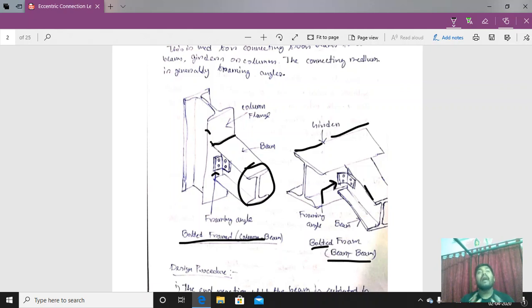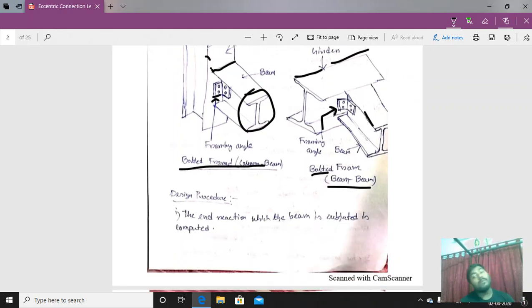So in the framed connection, what will we have to find out? The size of the connection and the design of the bolt that are used in the connection. So we will be designing the framed connection first. Please listen carefully and understand very carefully that a framed connection is when a beam with a column or a beam with a beam are connected with the help of framing angles. Here framing angles are used to connect the beam with the column or the beam with the beam.